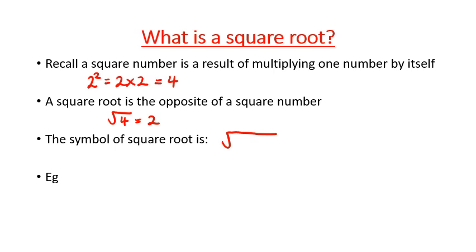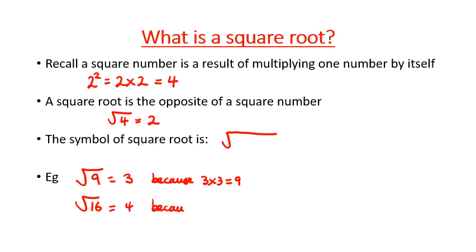Some examples: the square root of 9 would equal 3 because 3 times 3 is 9. The square root of 16 is 4 because 4 times 4 is equal to 16. The square root of 25 is equal to 5 because 5 times 5 is equal to 25.